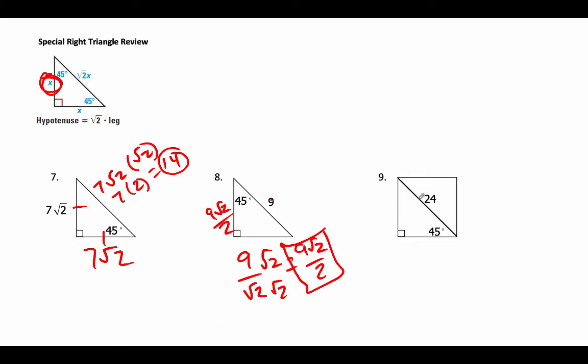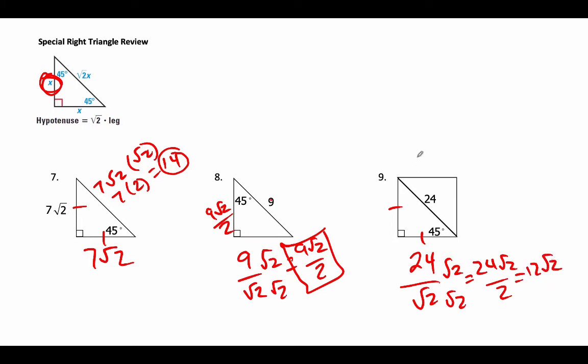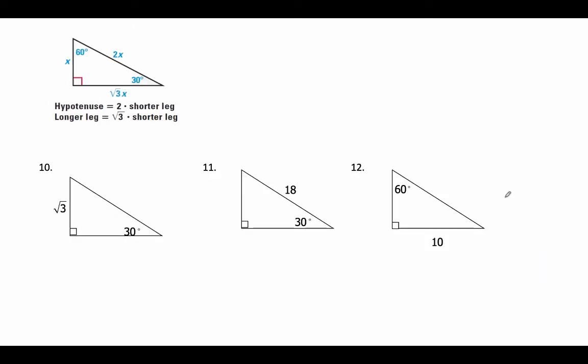This is a square, and they've given me the diagonal, and they've said that it's 45, so I know it's isosceles. And that means that I'm going to take my 24, and I'm going to divide by the square root of 2. Again, I'm going to go here and here, and I'm going to get 24 root 2 over 2, 24 over 2, 12 root 2. So these sides are 12 root 2 all the way around. Okay, that's our 45, 45, 90.